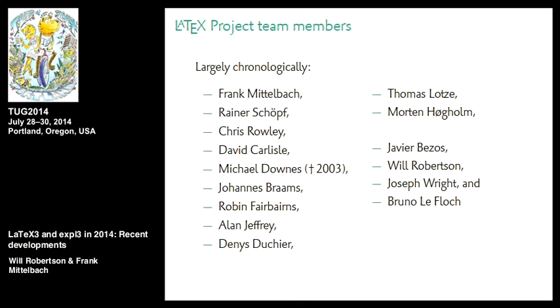Michael very sadly died in 2003, very young. He was doing a lot of the math stuff that you nowadays know as AMS math, and so on and so forth. Johannes is known for Babel, and Denise was more involved with what we back then started to work on as ideas for a successor of LaTeX 2e.